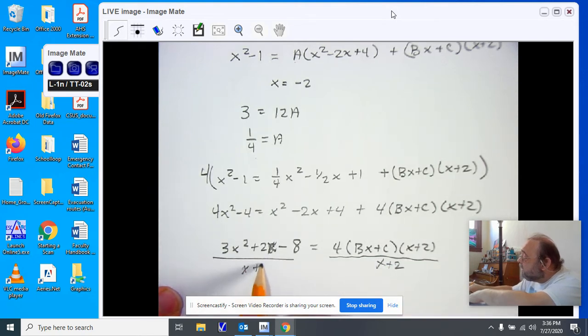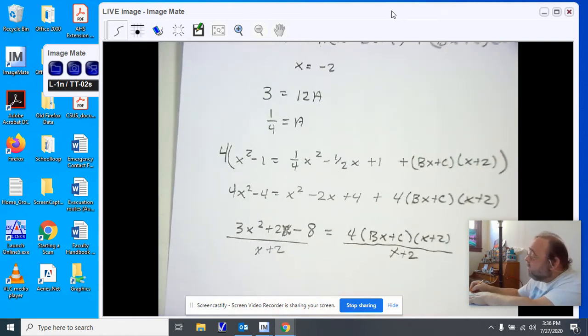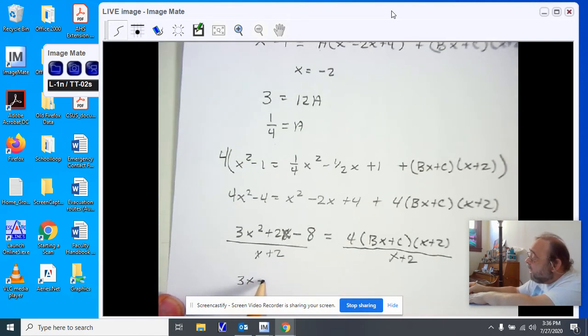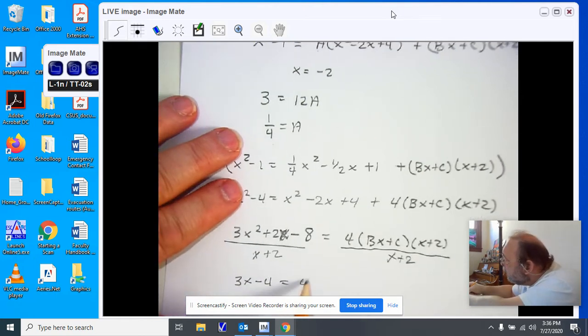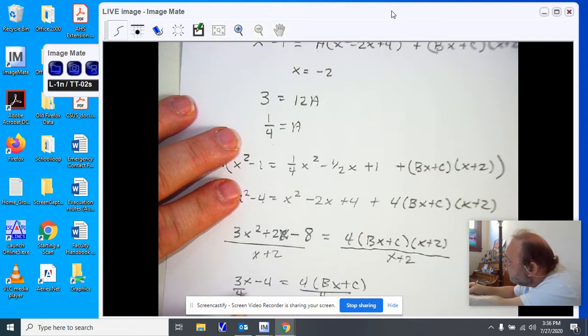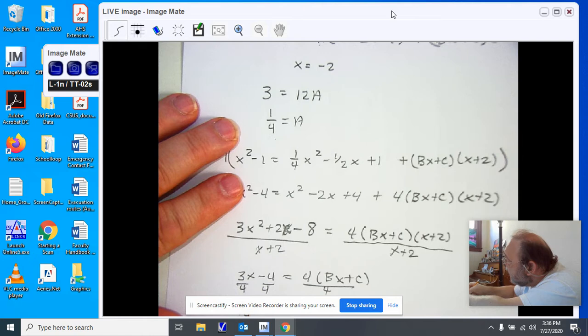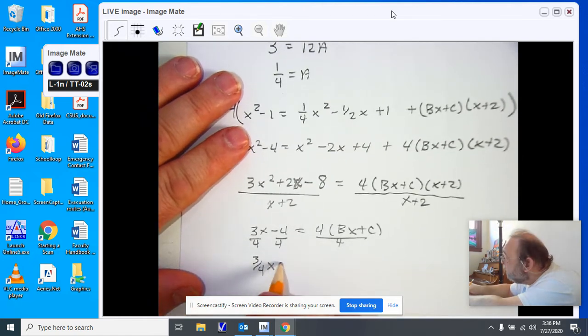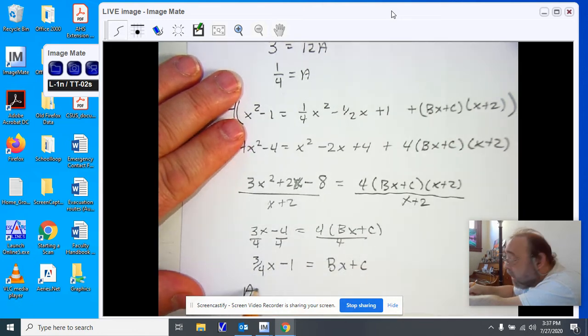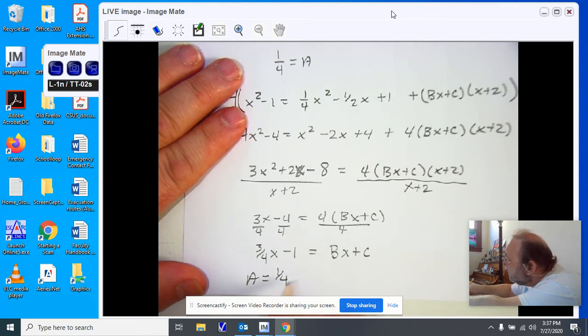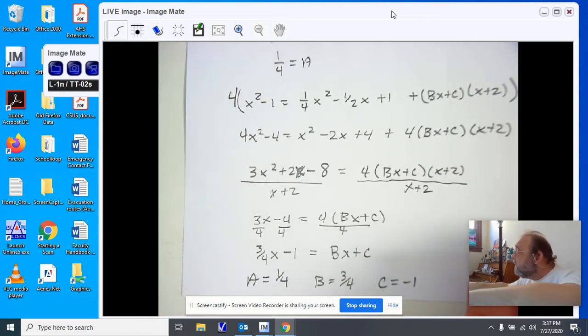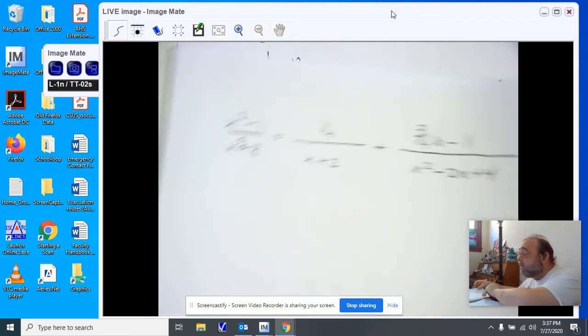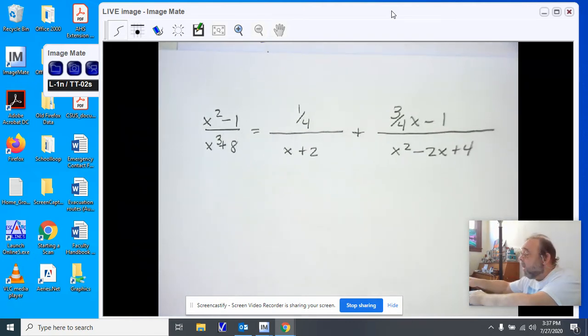Now I'm going to use synthetic division in order to do this quickly. And when I do, I find that I get 3x minus 4 is equal to 4 times bx plus c, and I can now divide everything by 4. This gives me 3/4 x, make sure you can see that, 3/4 x minus 1 equals bx plus c, and we now know that our a is 1/4, our b is 3/4, and our c is negative 1. And this allows us to now write our solution, and we have our answer.